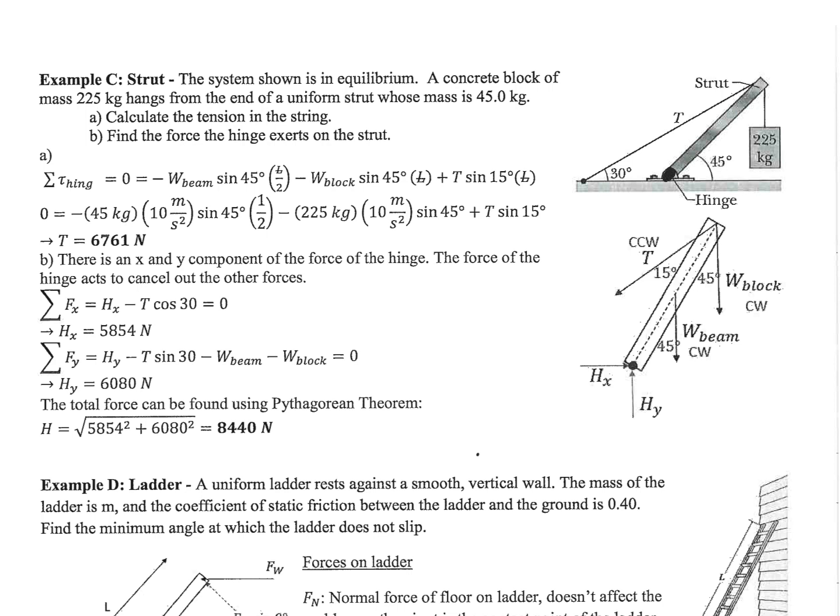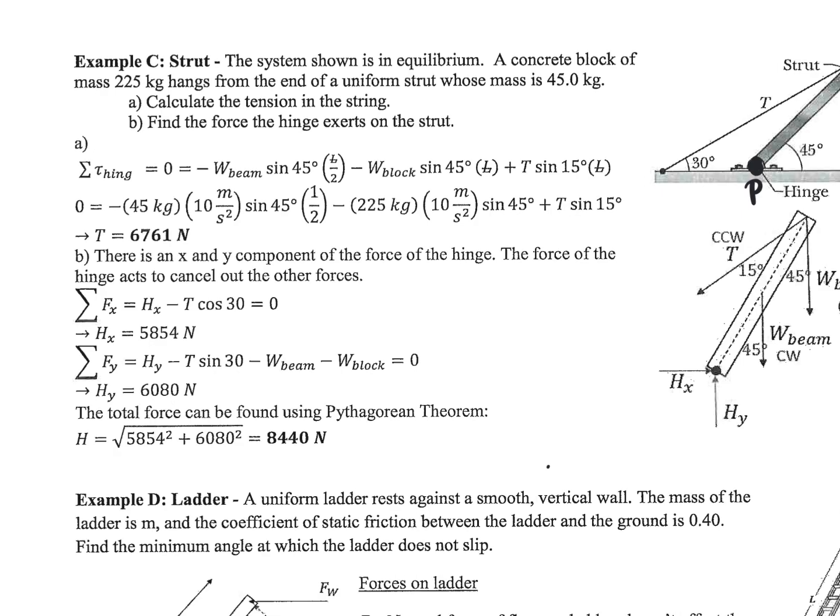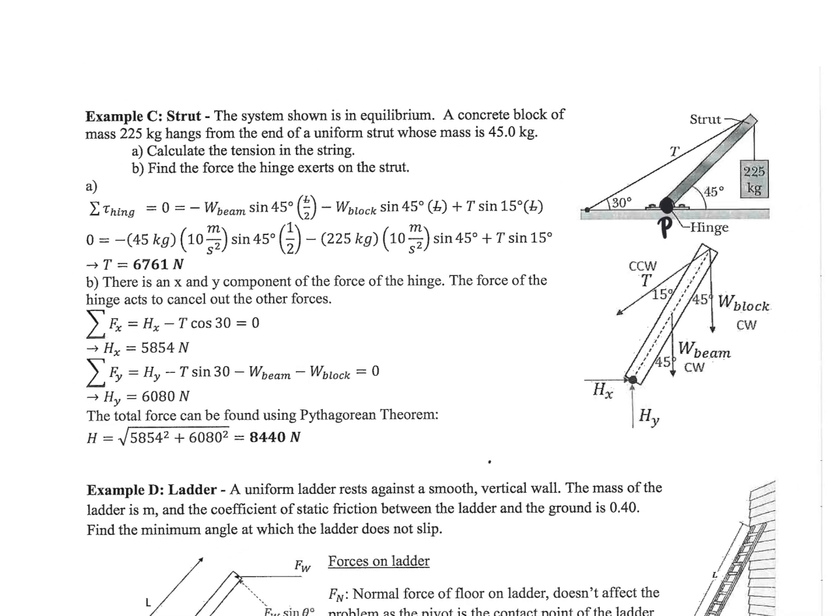Our pivot is right here. This is the pivot or the hinge. That's super important in these problems, okay? We've got to know what's going on. Now, calculate the tension in the string. Well, all right. So what we have to figure out is what's going on here.